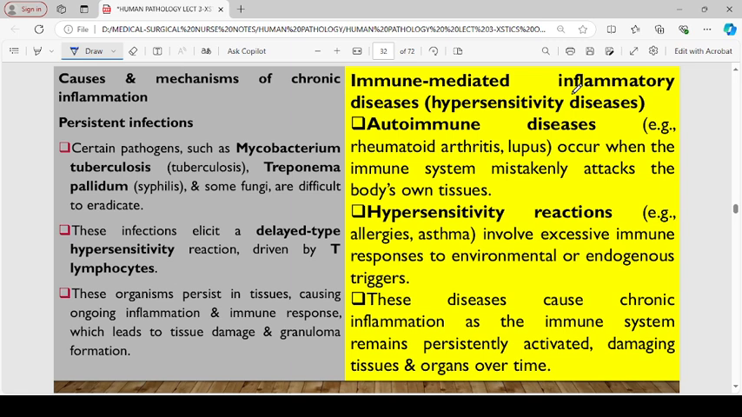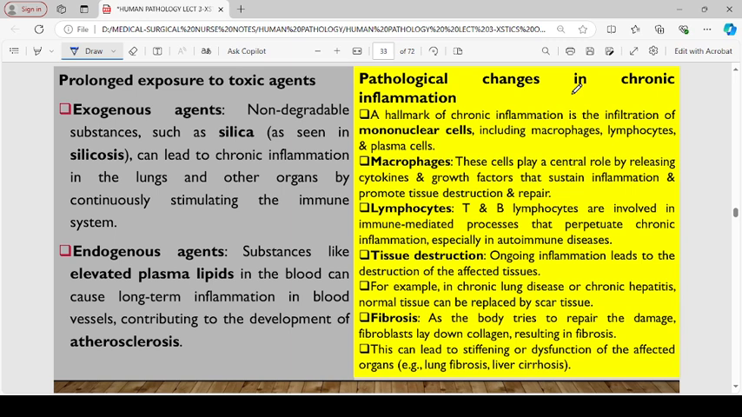or granuloma formation. Immune-mediated inflammatory responses, which are hypersensitivity diseases like the autoimmune diseases, such as rheumatoid arthritis and systemic lupus erythematosus, can occur when the immune system mistakenly attacks the body's own tissues. Hypersensitivity reactions such as allergies and asthma could also involve excessive immune responses to environmental or endogenous triggers. So, these diseases can cause chronic inflammation as the immune system remains persistently activated, damaging tissues and organs over time. Right?